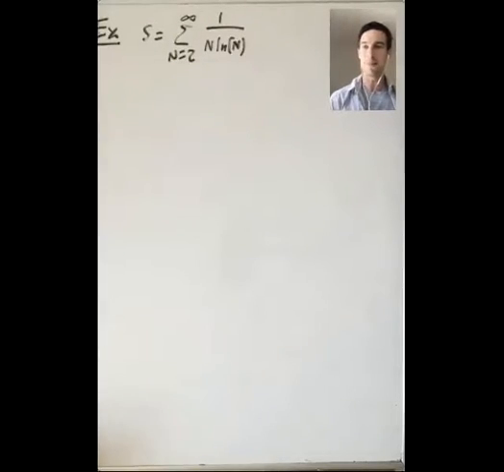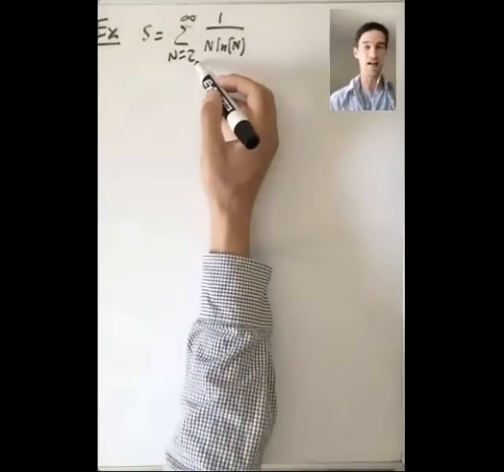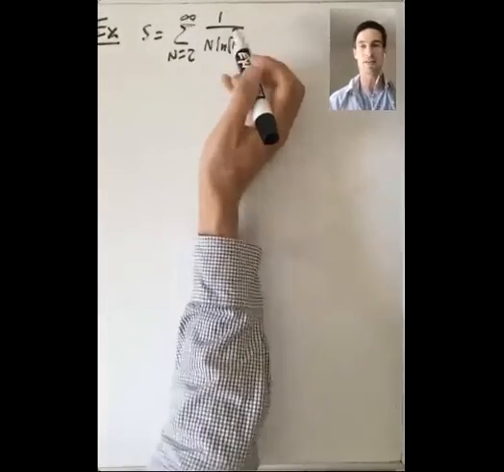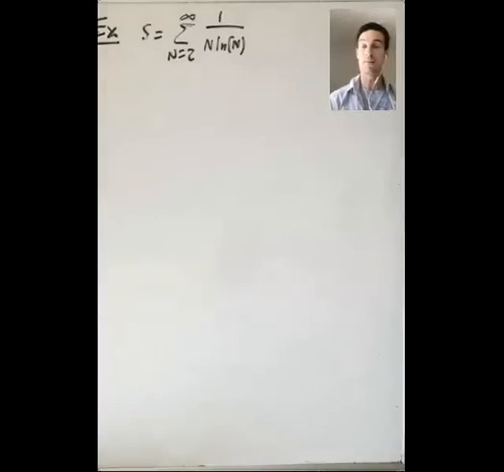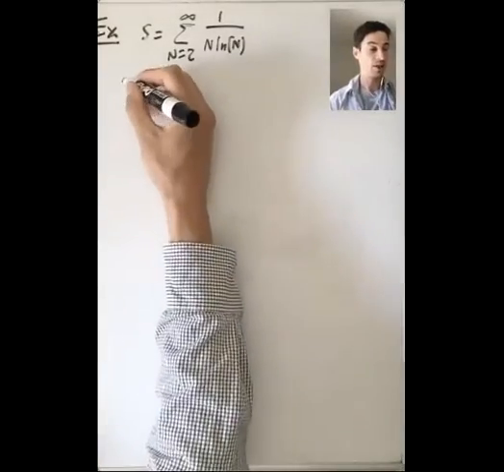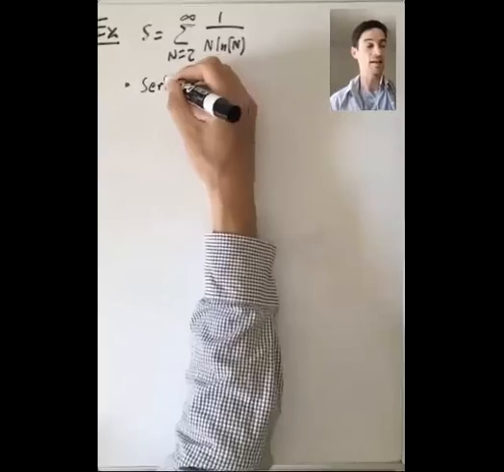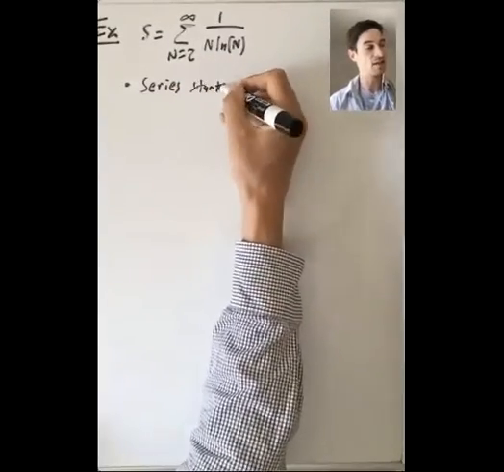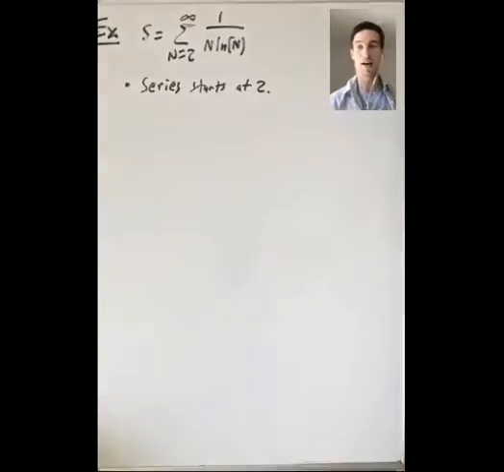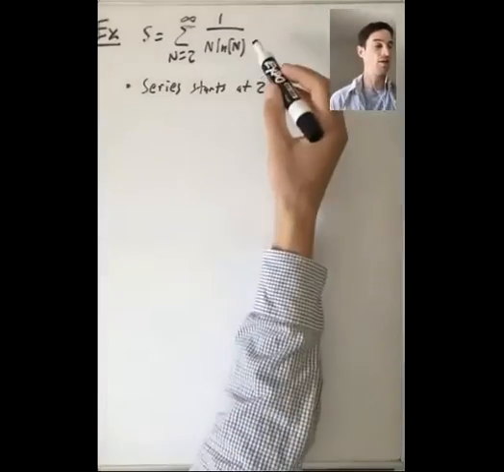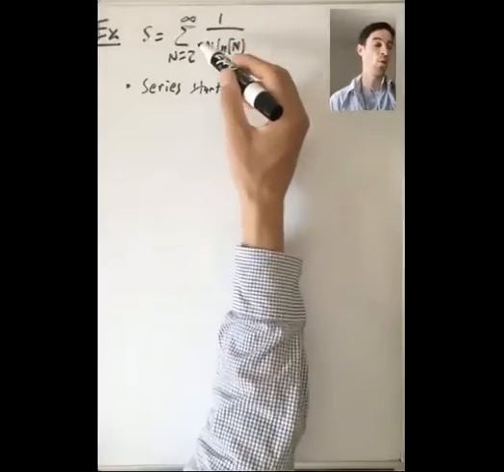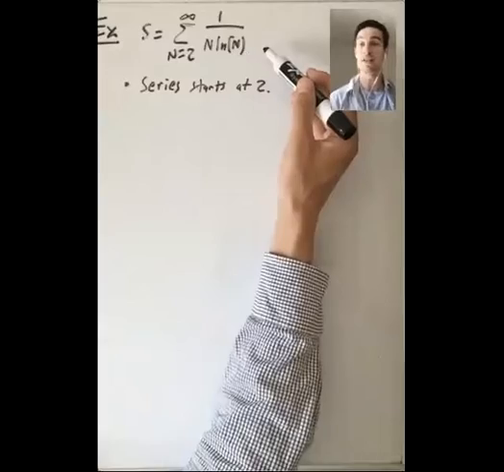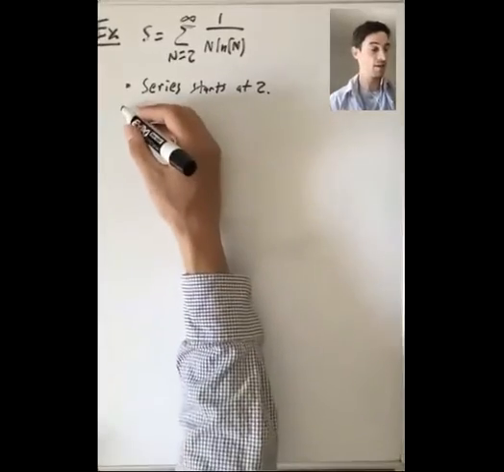For our next example, let's look at this series, which is a sum from n equals 2 to infinity of 1 over n times the natural log of n. So immediately there's something different, which is when we stated the integral test, we had a series that started at 1. But this series starts at 2, not at 1. Why does it start at 2? Well, if you put in 1, you get 1 over 1 times natural log of 1, which is 1 over 1 times 0, which is 1 over 0, which is not defined. So the series starts at 2.